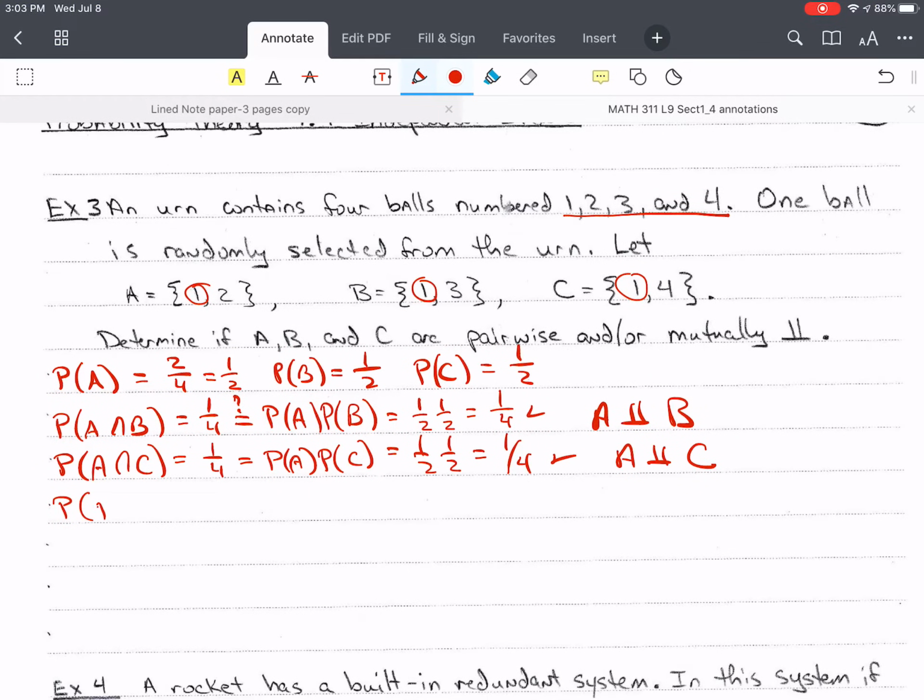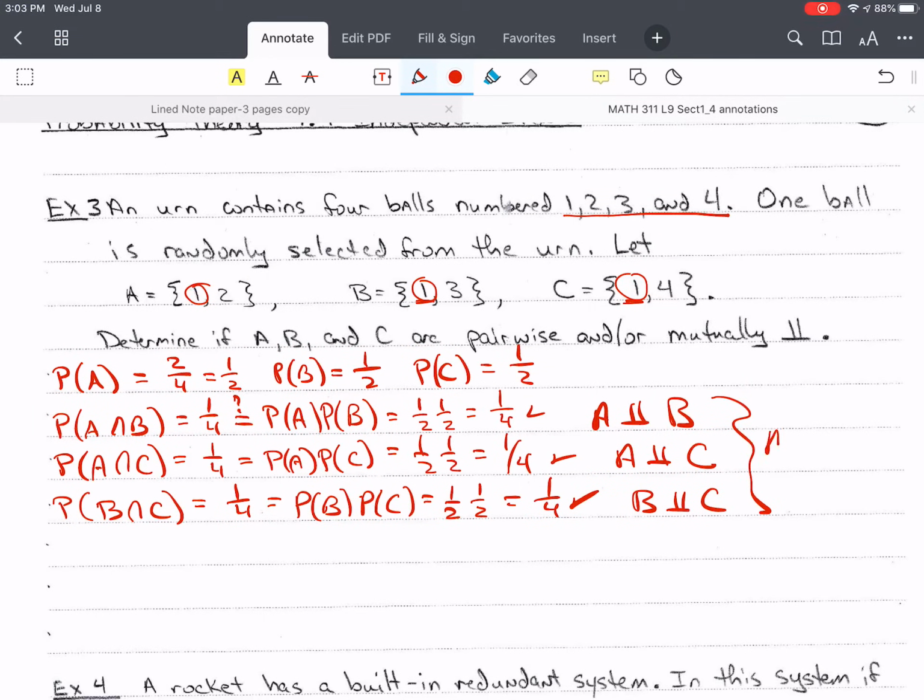Now let's look at B and C. So again, the only element in common between B and C is a 1. So 1 out of 4 is 1/4. And then we take the probability of B times the probability of C, and they're both 1/2. So B is independent of C, so A, B, C are pairwise independent.